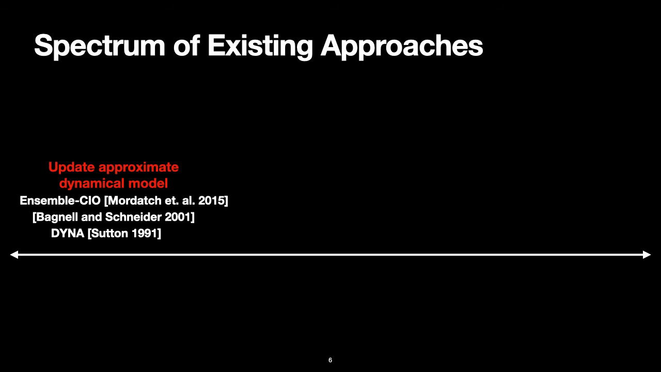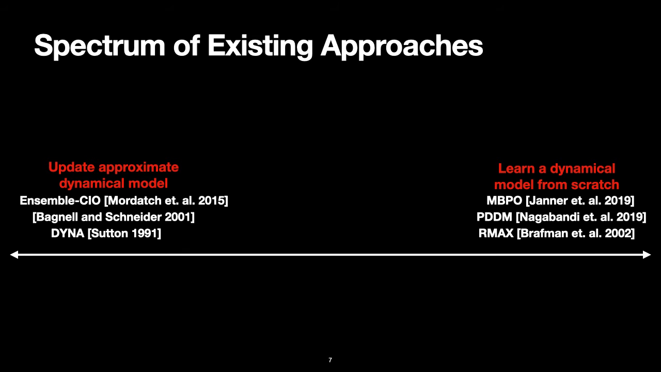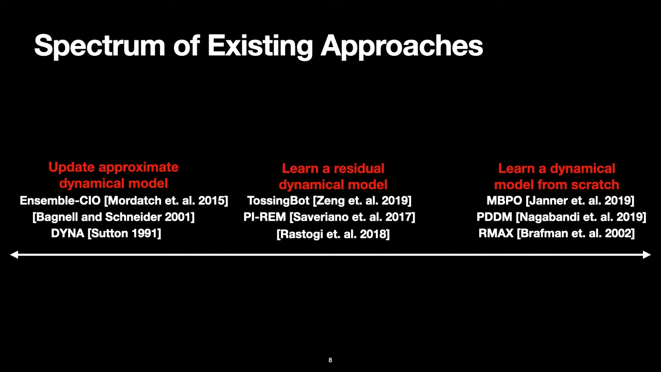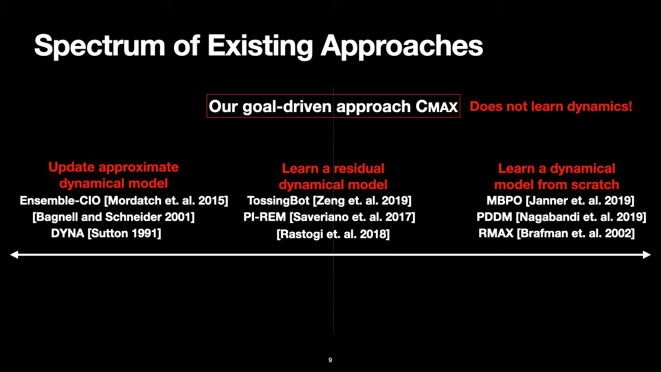On the left of the spectrum of existing approaches, we have works like Dyna that update the approximate dynamics using online executions. On the right, we have model-based reinforcement learning works that learn a new dynamical model from scratch purely from online executions. And in the middle, there are residual approaches that learn a residual dynamical model to compensate for the inaccuracies of the approximate model. Our approach, CMAX, also lies in the middle of the spectrum, but unlike all of these works, CMAX does not learn or update the dynamics and is heavily goal-driven.